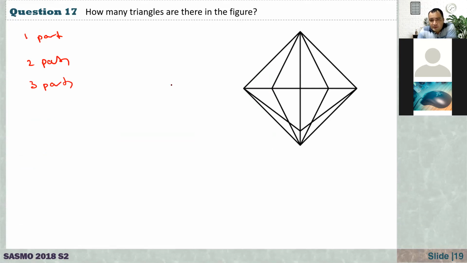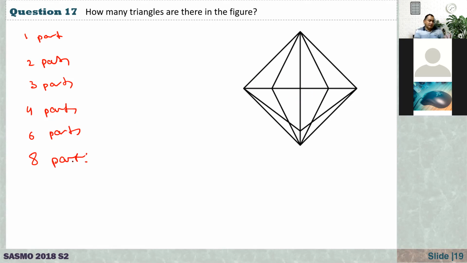And how about 4 parts? 1, 2, 3, 4, also possible. And how about 5 parts? 1, 2, 3, 4, 5, 1, 2, 3, it's not possible. 6 parts, 1, 2, 3, 4, 5, 6, also possible. And 7, 1, 2, 3, 4, 5, 6, no. And 8 parts, yes.